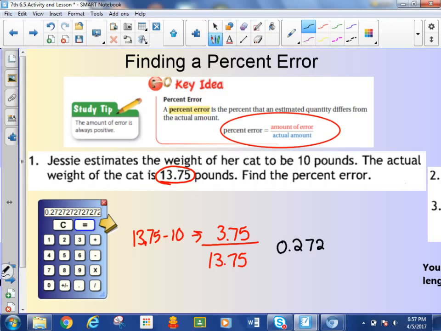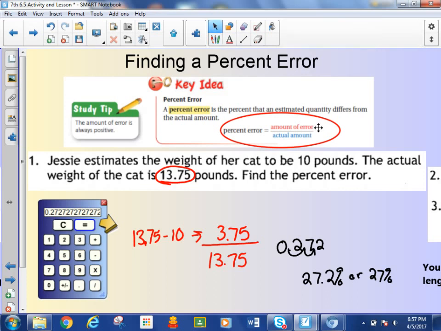Let's remember, we're going to show the first three places. We're going to go two places, which would give us 27.2%, or it could be 27.3 if they ask you to round to the nearest tenth of a percent. This could also be 27%. We're probably going to look at it as just 27%, but once again, it depends on what they ask for.